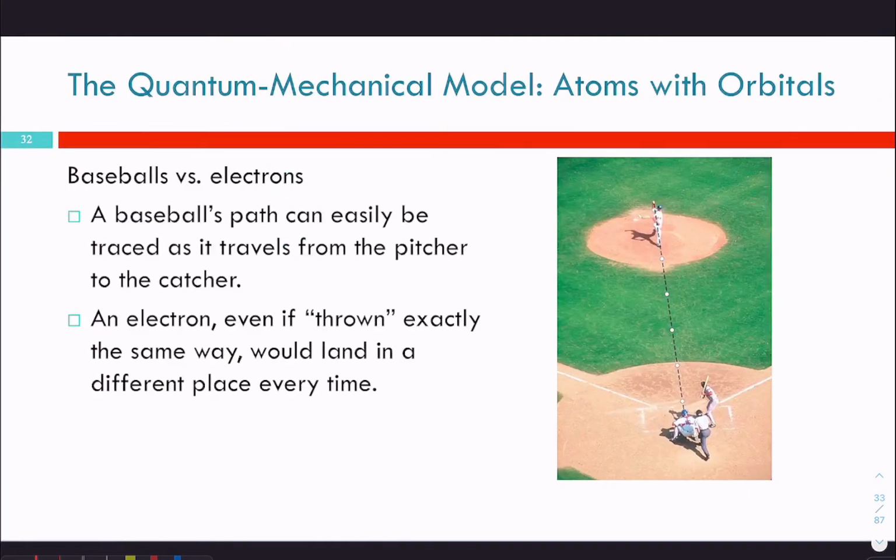The difference between a baseball and an electron, if we're thinking of them as the same thing: Niels Bohr said if you throw an electron, it'll travel the same path every time, just like a baseball. In reality, even if you throw that electron the same way every single time, it ends up in a different spot, unlike the baseball. So it's the difference between an orbital and an orbit.